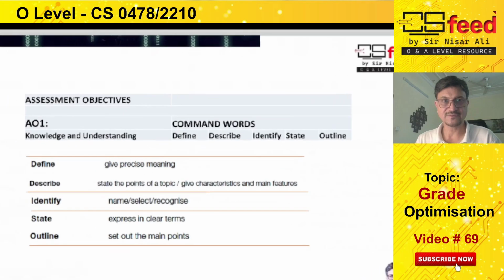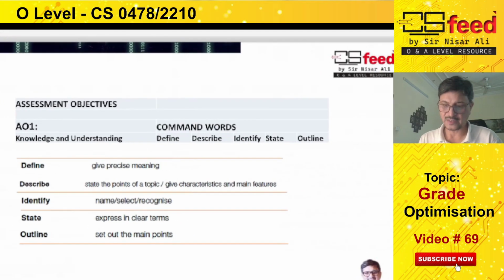Assessment objective AO1. The command words are define, describe, identify, state, and outline. These are the command words. In define, you are going to give the precise meaning of something. This is the level where you can reproduce or recall the things which you have memorized.